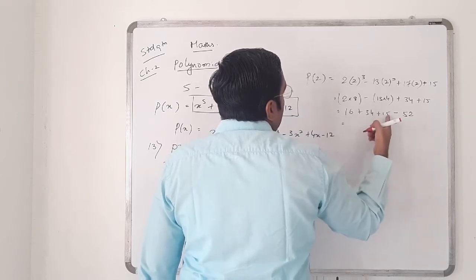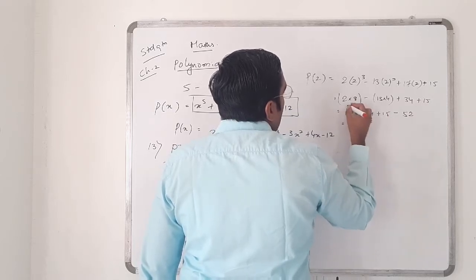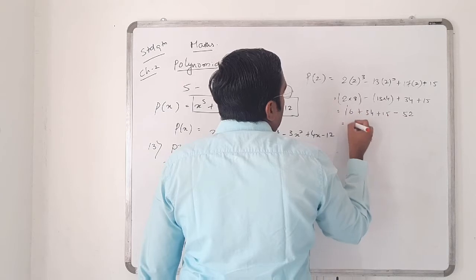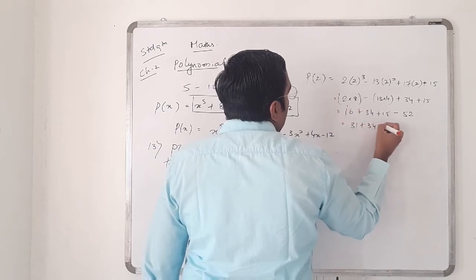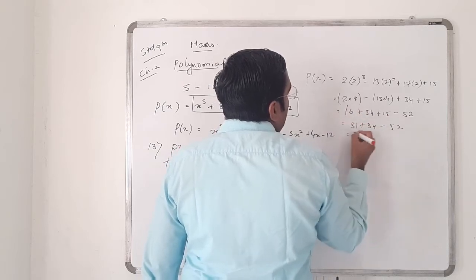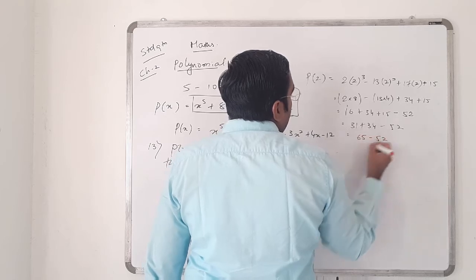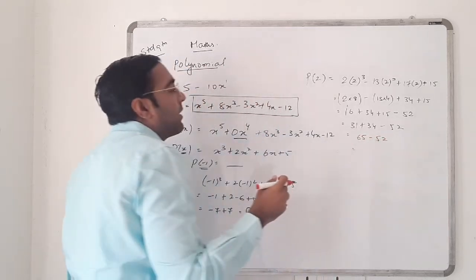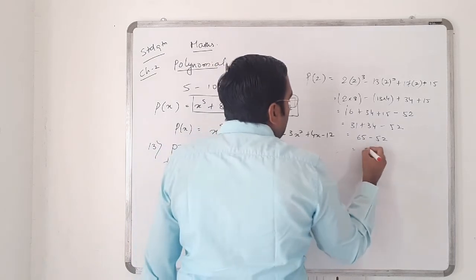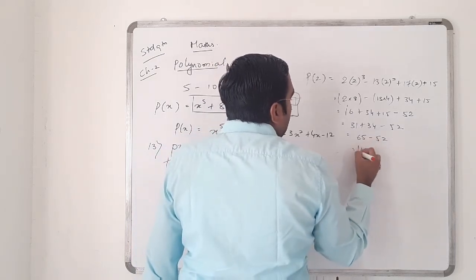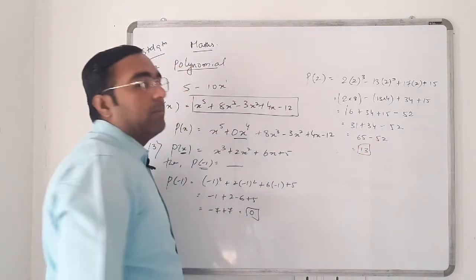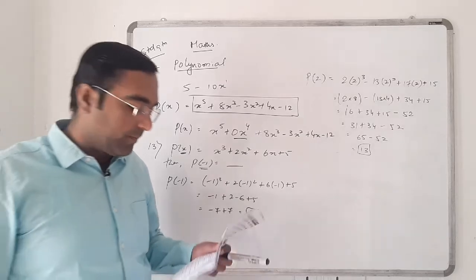So 16 plus 15, that is 6 plus 5, 11, 1 carry, 1 plus 1 is 2, plus 1 is 3, 31. 31 plus 34 minus 52. So 4 plus 1 is 5, 6, 65. 65 minus 52, that will be 5 minus 2 is 3, and 6 minus 5, that is 1. So the answer will be 13 for this question.